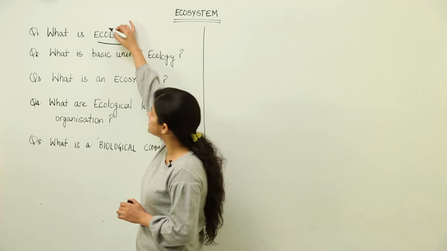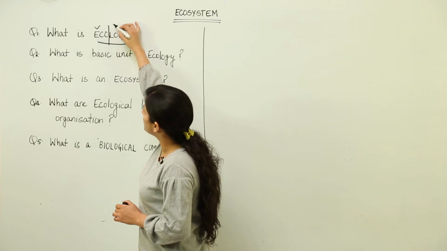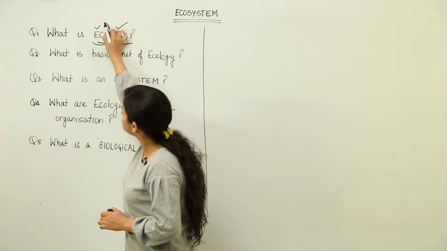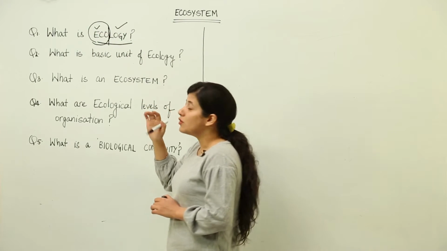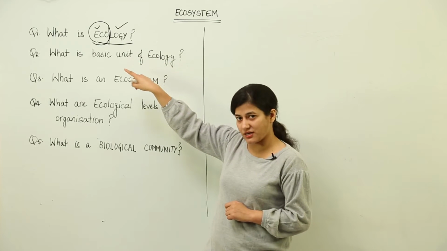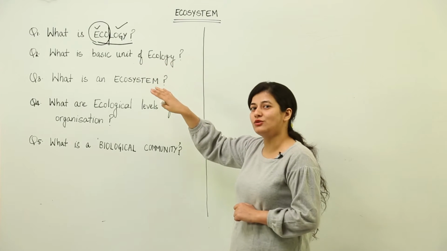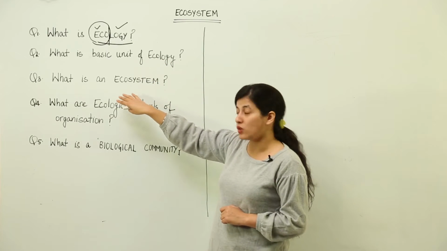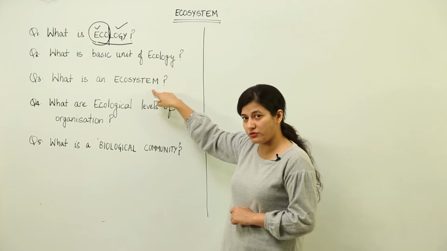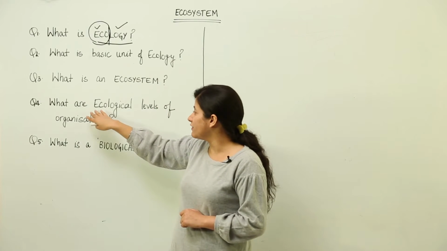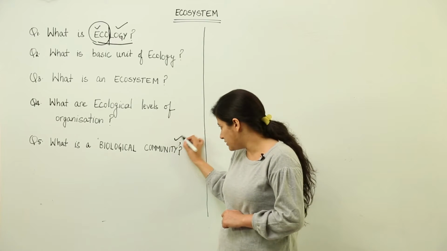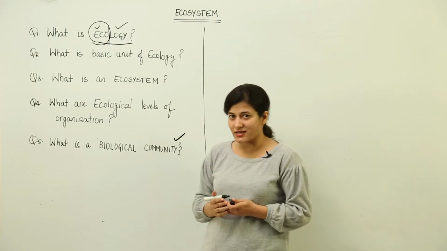You know, if you break this into two parts, it would be eco and logy. It is that branch of biology which deals with ecosystem. Now what comes to mind is, what is an ecosystem? Ecosystem is the basic unit of ecology that we study. So we need to know what would be the basic unit of ecosystem. Then we will deal with what is an ecosystem, how that basic unit comprises the ecosystem and how those units are interacting basically. Then there would be ecological levels of organization that we would discuss, and a very important term, that is biological community, that would be discussed in this lecture.